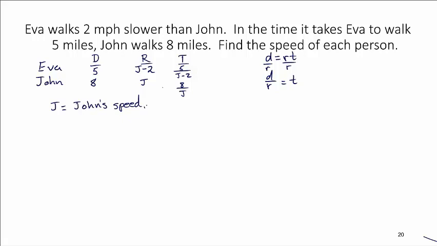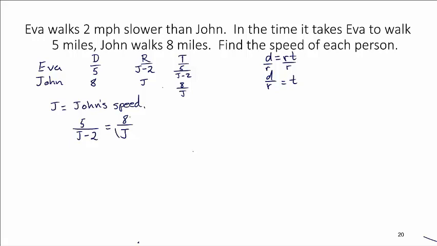Okay, so now what do we know? We've got this table going. Pay attention to time. In the problem it says, in the time it takes Eva to walk 5 miles, John walks 8 miles. So the time that it takes them to do these things is the same. The time for Eva was 5 over j minus 2, so that's equivalent to 8 over j, right? The time it takes Eva to walk 5 miles is the same as the time it takes John to walk 8 miles. Now we have this rational equation that we can solve.